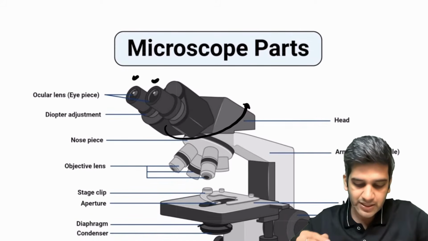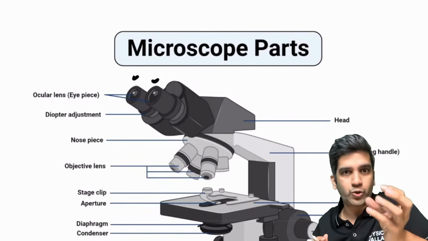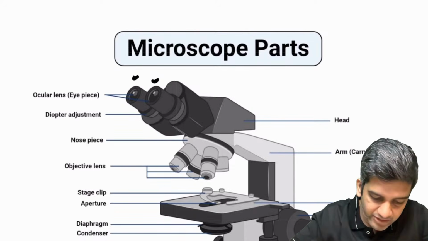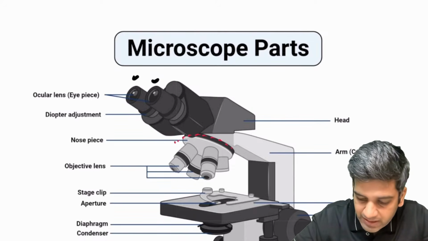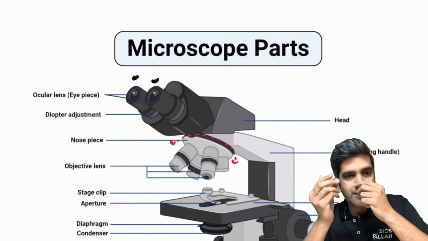The next thing we have is the nose piece. The nose piece is where your objective lenses are plugged in, right? Actually, when you disassemble a microscope, this part can be separated, okay? In that, you'll have the long lenses attached, right?